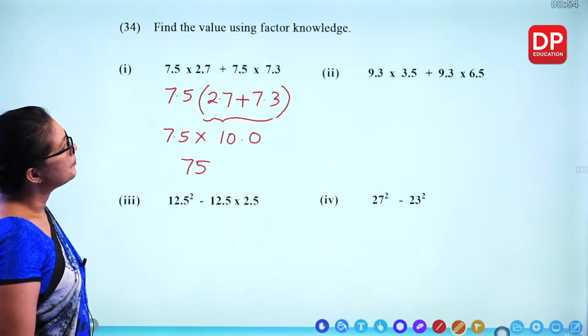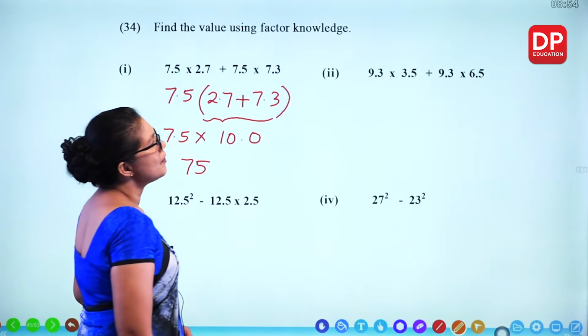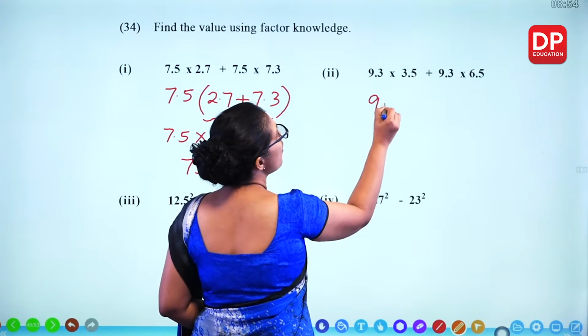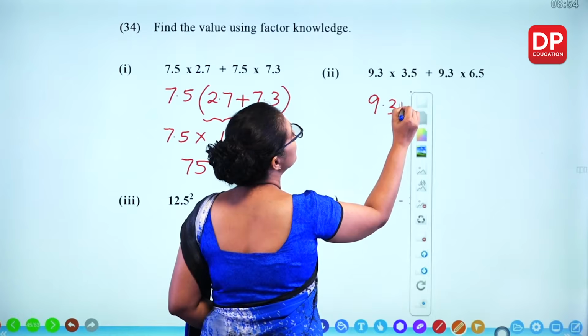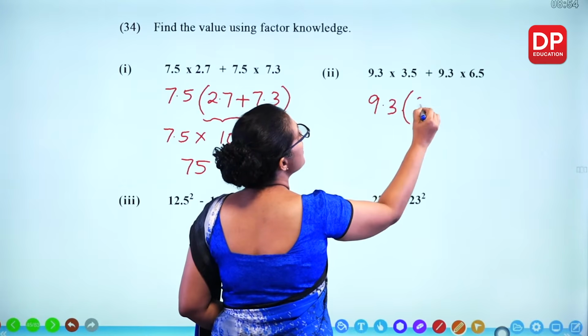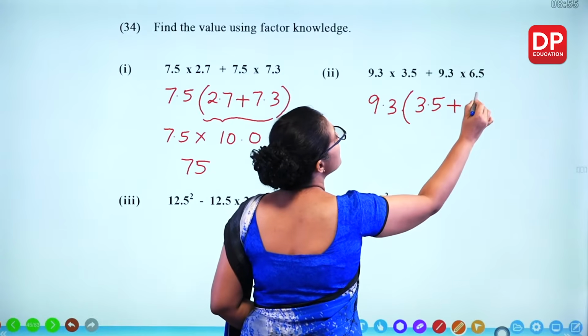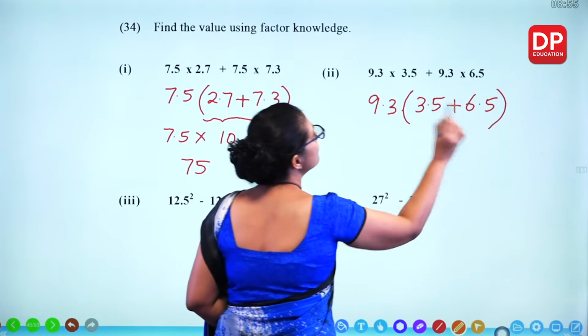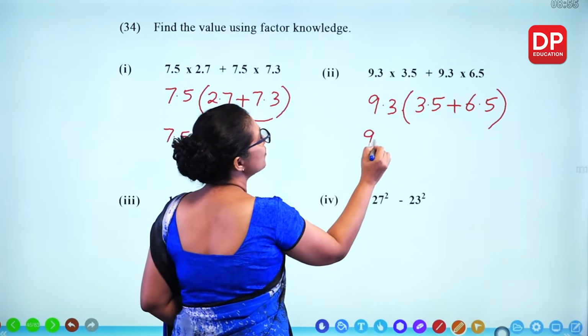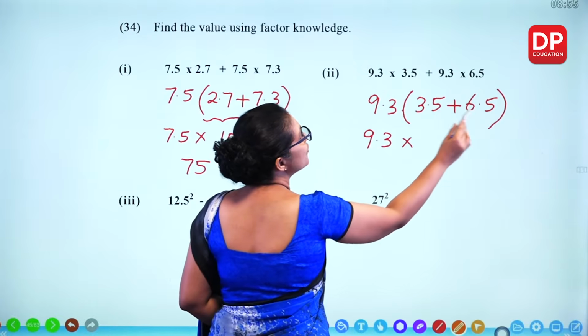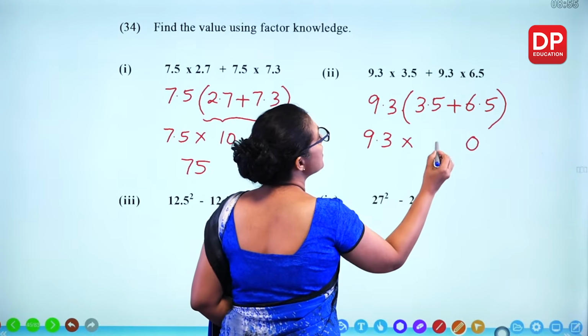What about this one? Look carefully. 9.3 is common. Take it out. What's remaining? 9.3. So this is 3.5 and 6.5. Now add these two. You get 10, 1 remaining.